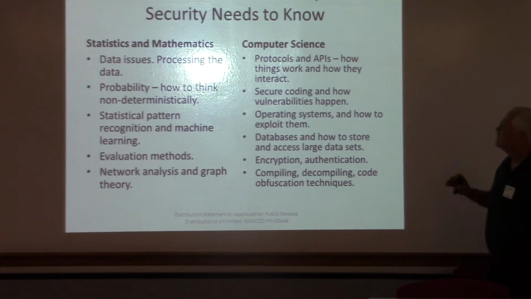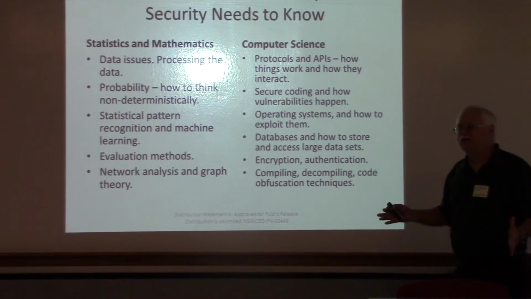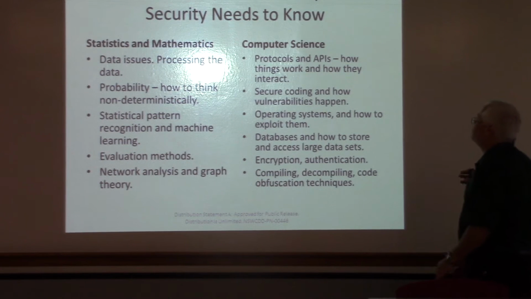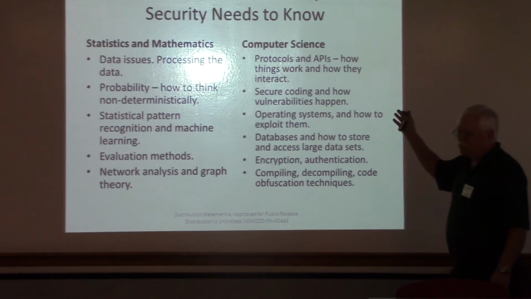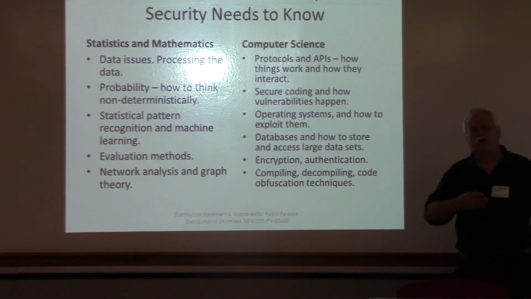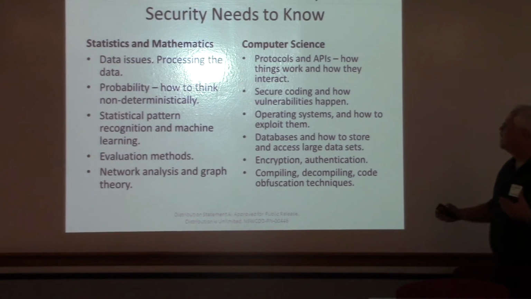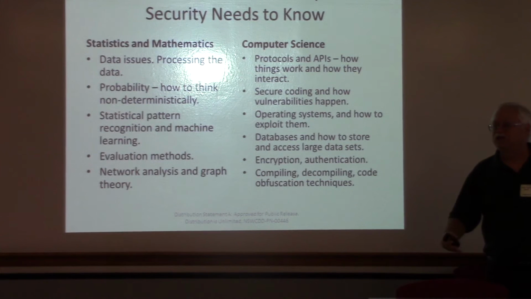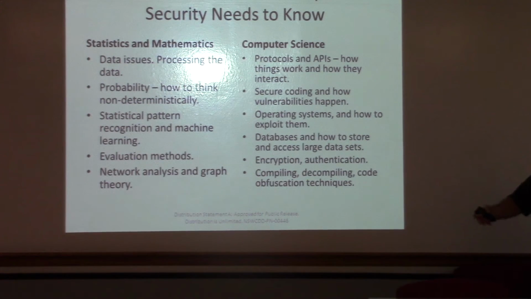In computer science, of course, we've seen almost all of this, and probably all of this. The things you need to know to do computer security: you need to know about protocols and APIs, how things work and how they interact. You need to know secure coding, how to make your code as secure as possible. And on the other side, how vulnerabilities happen.